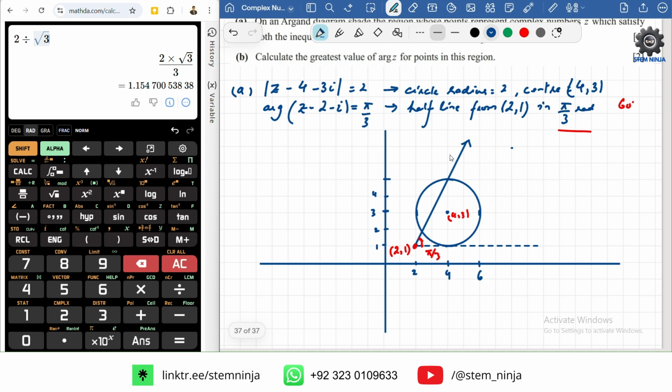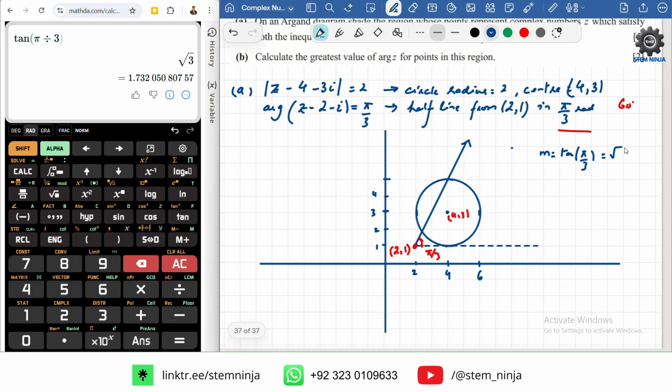So we drew this line a little bit crude way, so you can find at least one more point over here. You know the gradient of this line is tan of pi by 3. So tan of pi by 3 is root 3. Okay, so you can find out at least one more point.